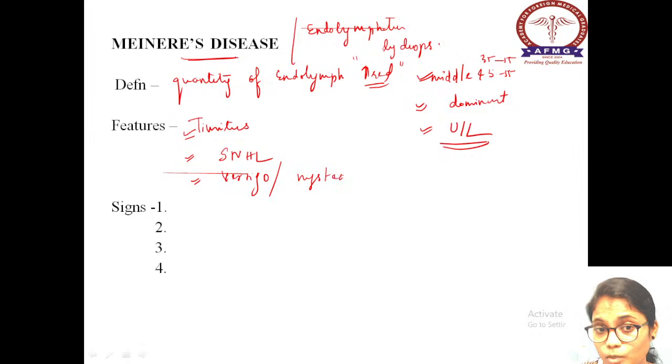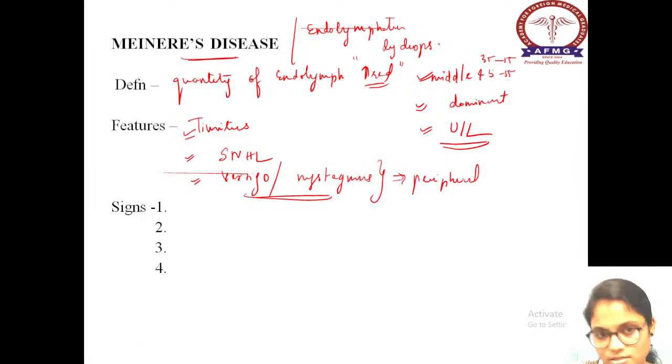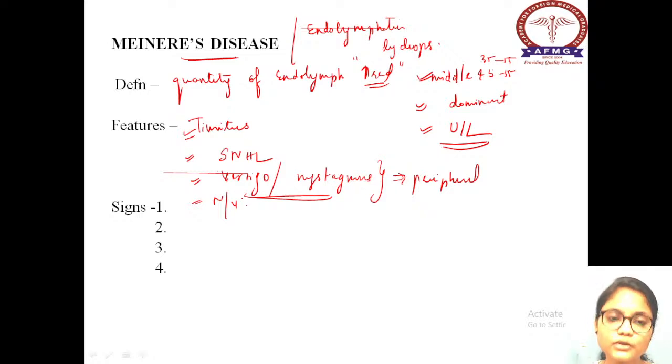But what is the difference in this vertigo and nystagmus? They are not a normal vertigo and nystagmus. They are peripheral vertigo and nystagmus. That's why we have nausea and vomiting as features. So this is an inner ear disease. Please remember there will be sensorineural hearing loss, vertigo and nystagmus.